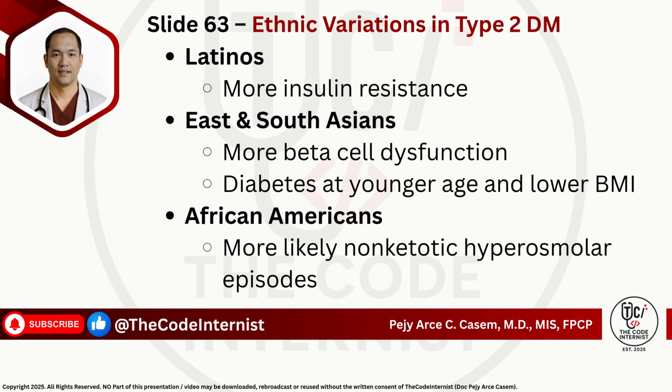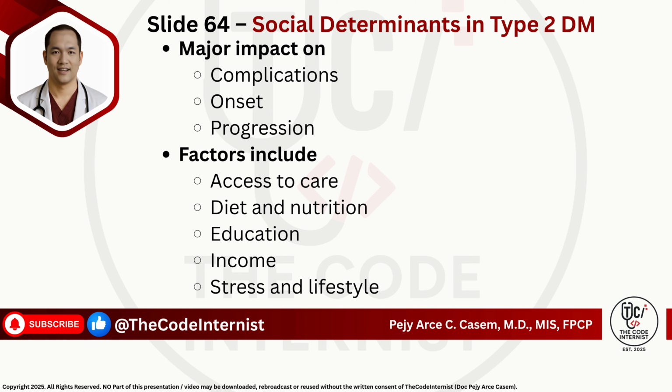Meanwhile, African Americans may experience severe complications like hyperosmolar crisis without going into ketoacidosis. Aside from genetics and biology, social factors also play a major role in type 2 diabetes. This includes things like poverty, poor diet, limited access to healthcare, and chronic stress. Even if 2 people have the same genes, these social determinants can cause very different outcomes.